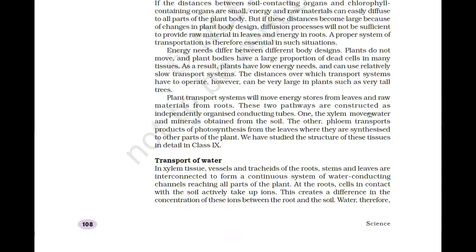These two pathways are constructed as independently organized conducting tubes. One, the xylem, moves water and minerals obtained from the soil. The other, phloem, transports products of photosynthesis from the leaves where they are synthesized to other parts of the plant. We have studied the structure of these tissues in detail in class 9.